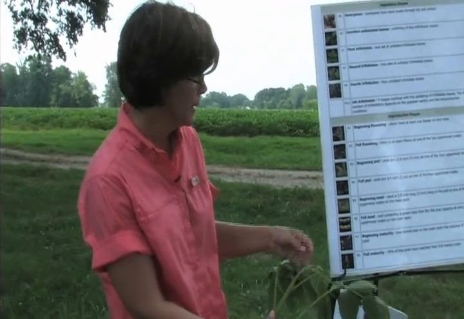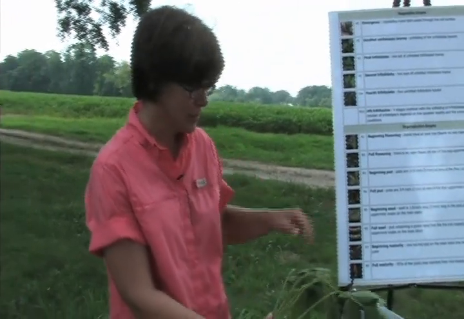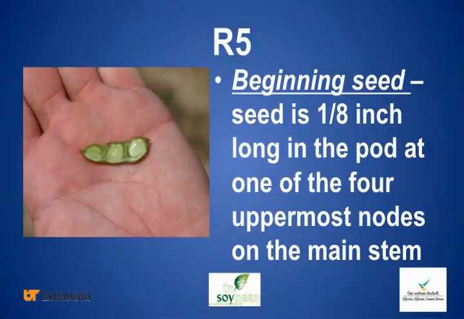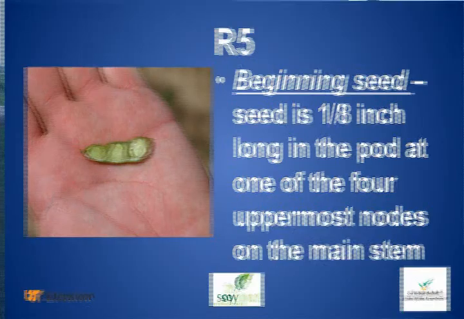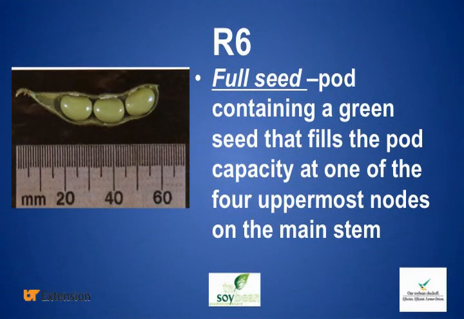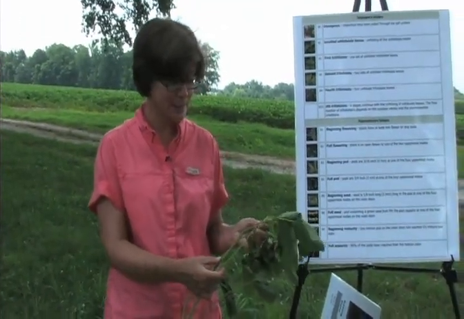R5 and R6 have to do with seed development. R5 is, again, looking at those top 4 nodes on the plant. You're finding a pod with small seed shapes. They're visible through that pod wall. And if you can find one on the top 4 nodes, then that's considered R5. R6 is full seed. Those seed have grown. Looking, again, at those top 4 nodes, looking at a pod or more than one pod with seed that are touching inside that pod wall.